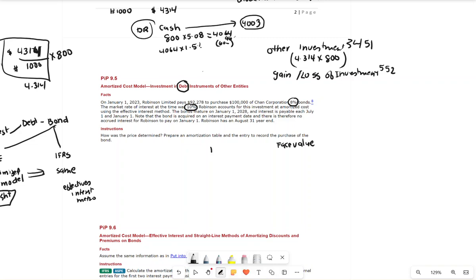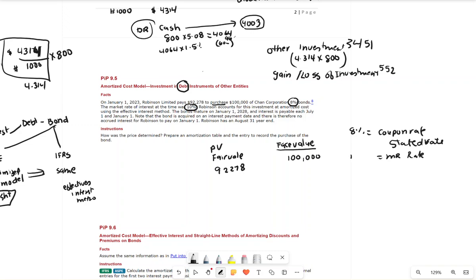When you're reading the question, figure out what the question is telling us. What we're doing is we bought an investment. What did we pay? We paid 92,278 to purchase 100,000 of Chan Corporation's bond. So the face value of the bond is 100,000. We are given 8%. 8% is your coupon rate. We call it a coupon rate, or a stated rate, that is stated in your contract. And then the market rate is 10% in the question.